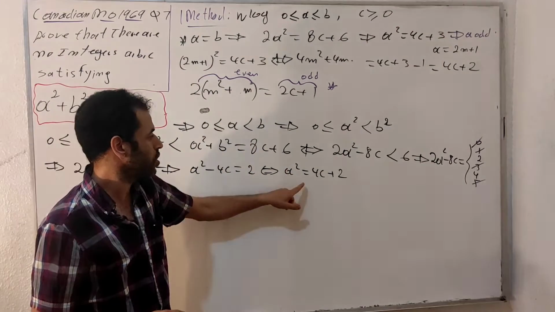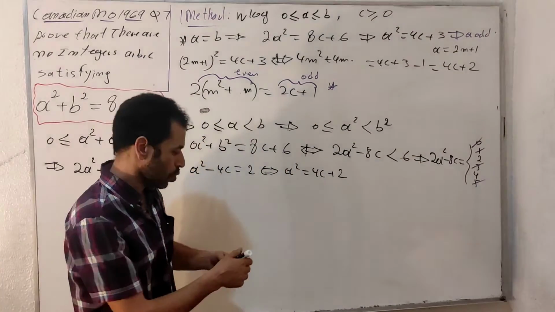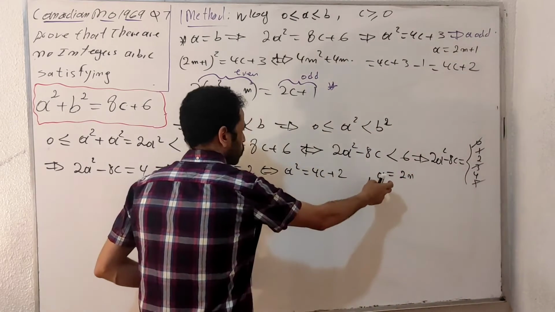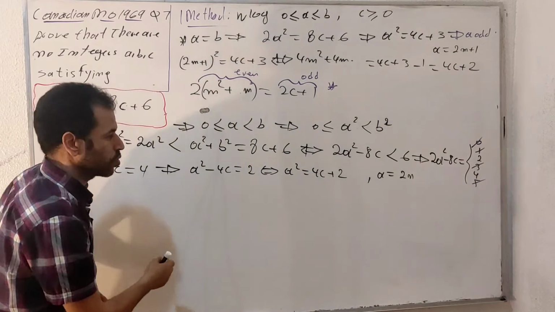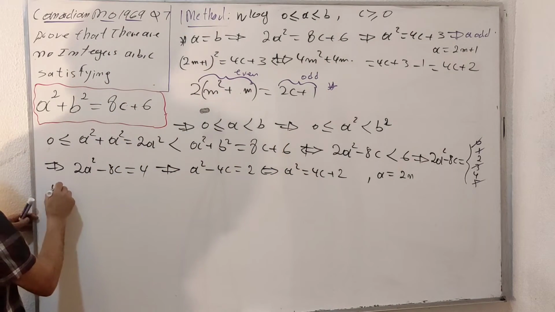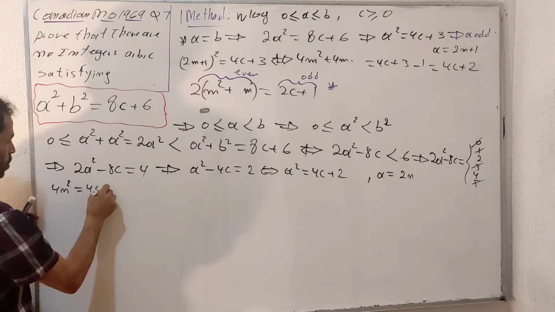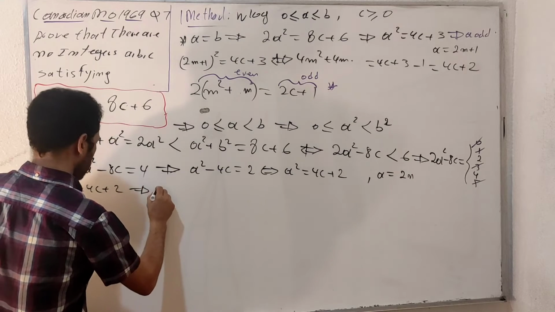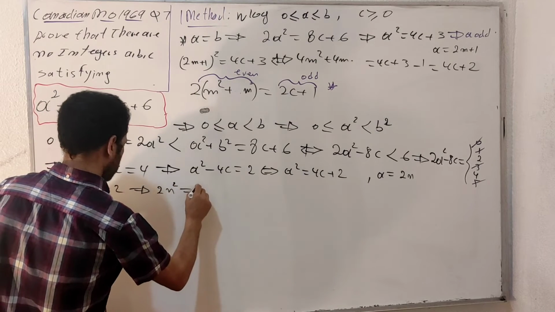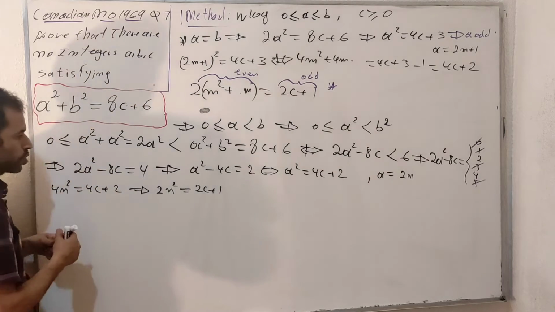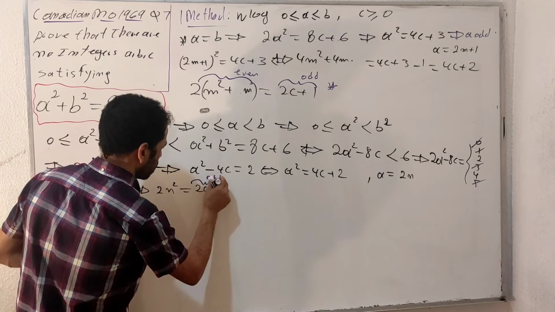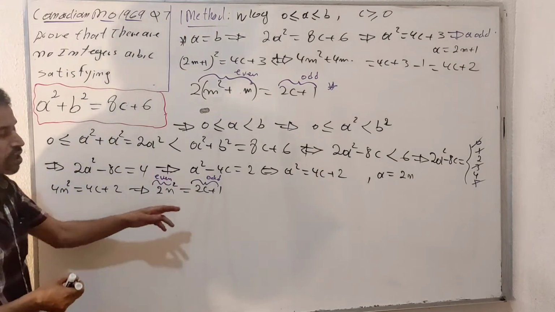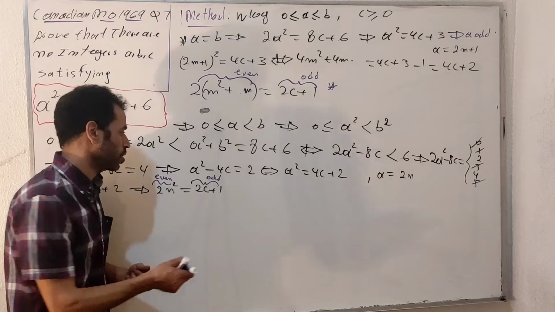This one is telling us a is even because the right hand side of this equation is even, which means I'm going to write a in this form, 2n. Then I'm going to take this value of a and insert it into this equation. I will have 4n squared equals 4c plus number 2. Then I'm going to divide both sides by number 2. I will have 2n squared equals 2c plus number 1, which is impossible because this term is odd, but this term is even, which means the left hand side of this equation is even and the right hand side of this equation is odd, which is impossible.